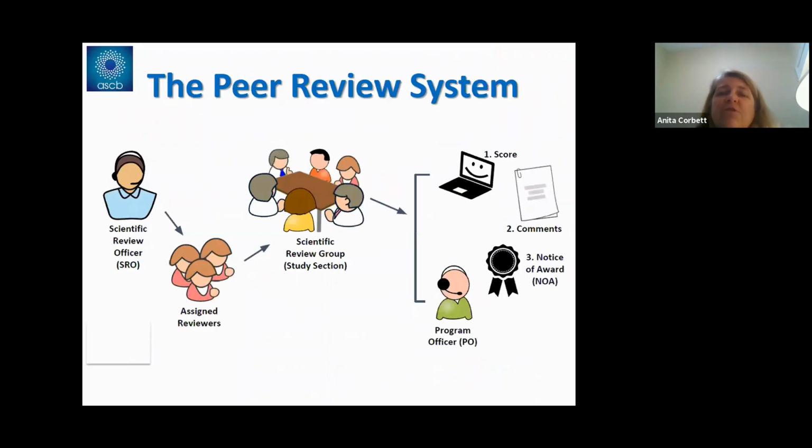And just to return to this idea, I keep talking about how your grant is going to be evaluated and that it's going to be broadly evaluated.